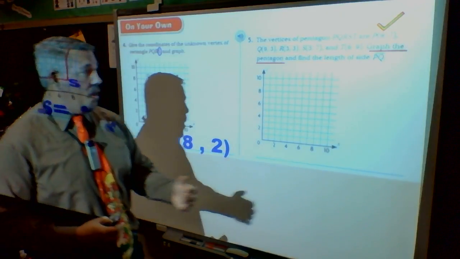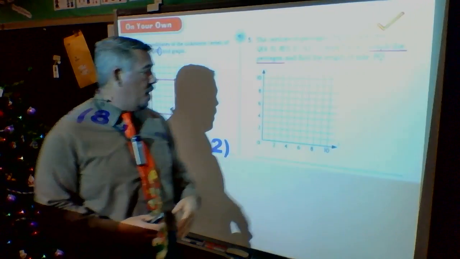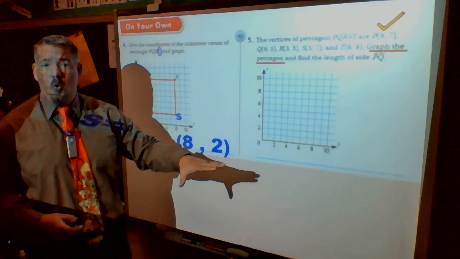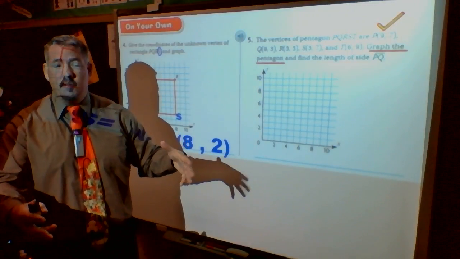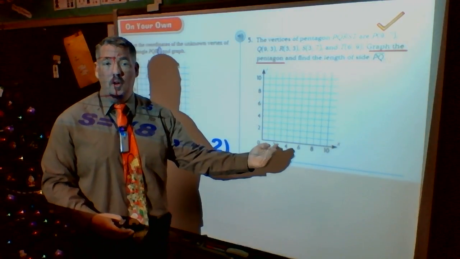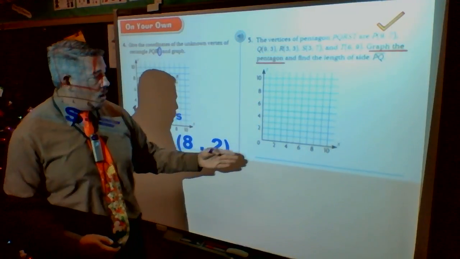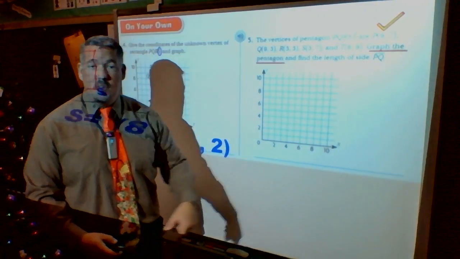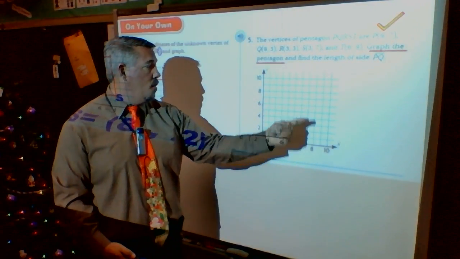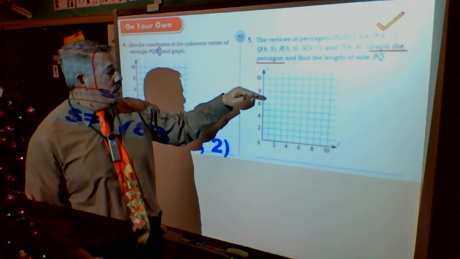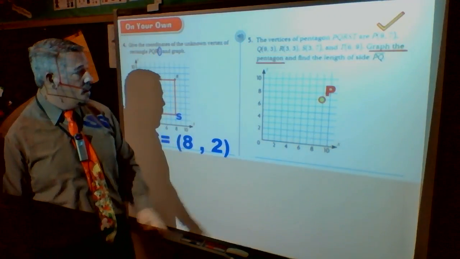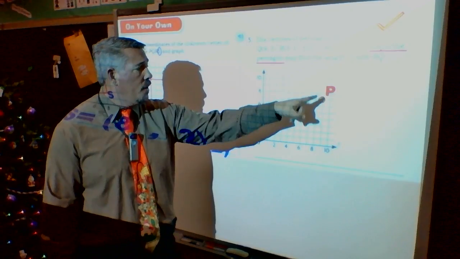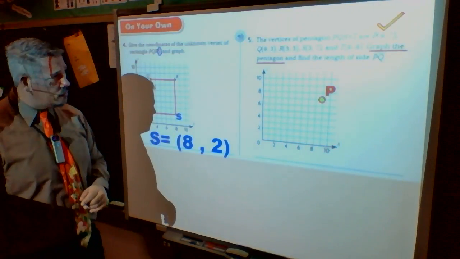I'm going to start with P. It tells me it's positive 9, positive 7. Once again, I'm in quadrant 1, so I don't have to worry about any negatives, but I have to remember to run forward and then jump. So when I run forward to the 9, which would be in between the 8 and the 10, and I jump up to the 7, which is going to be above the 6, below the 8, then I end up with a point there, and I label it P.